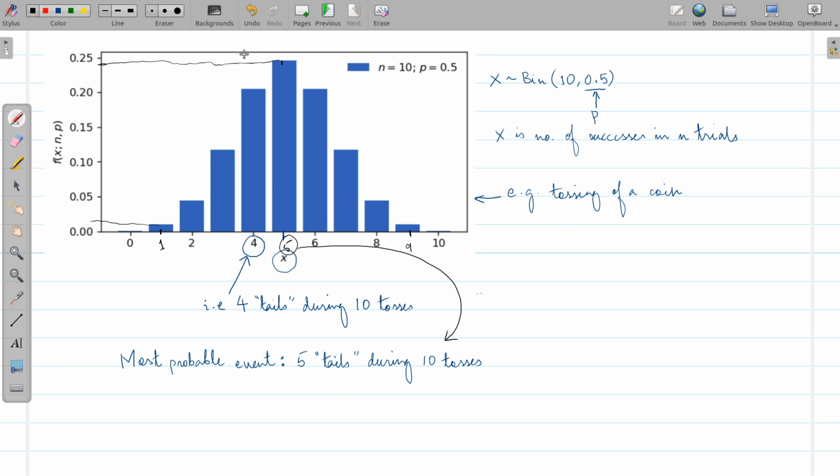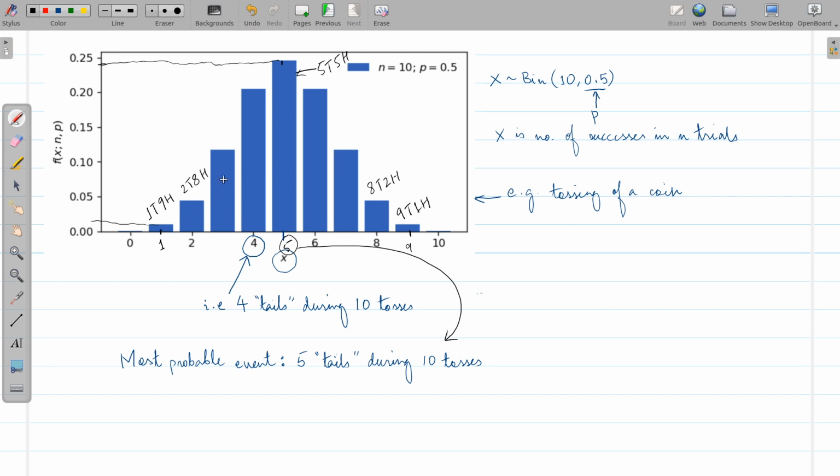Is this clear? This means 1 tail, 9 heads. This means 9 tails, 1 head. They are identical. This means 2 tails, 8 heads. This means 8 tails, 2 heads, because I have defined success as getting a tail. Does this make sense, everyone? So the most probable result is 5 heads and 5 tails. Clear, everyone? Understood?